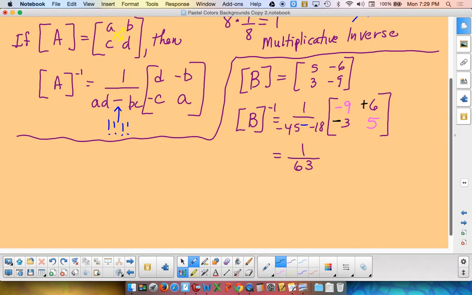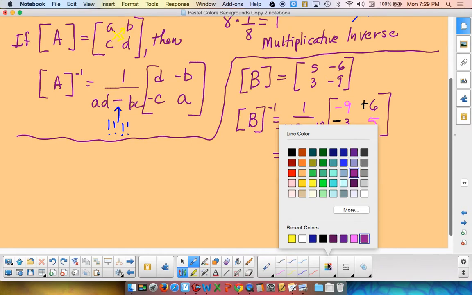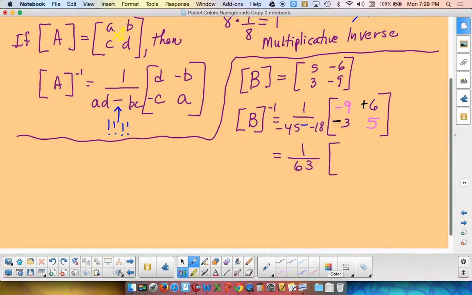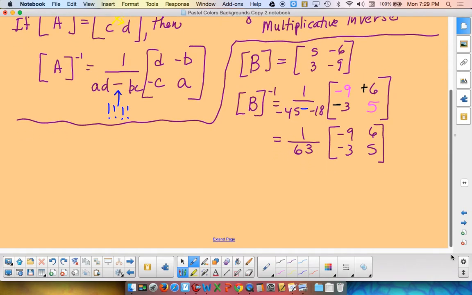So in reality then, my final inverse matrix would be 1/63 times -9, 6, -3, 5. Now, let me prove to you that that really is the same thing as multiplying by the reciprocal or multiplying by the inverse. We're going to take matrix B times that inverse we just found. If it really is the inverse, what happened when you take 8 times 1/8? You get 1. And so in matrix land, we should get the equivalent of a 1.